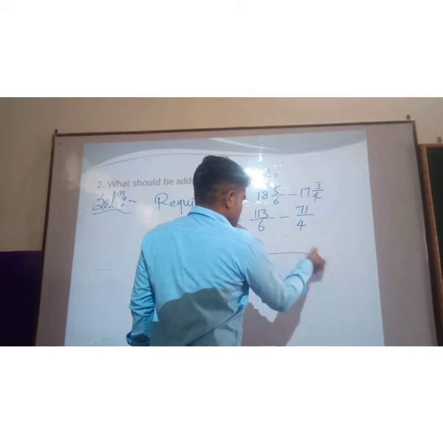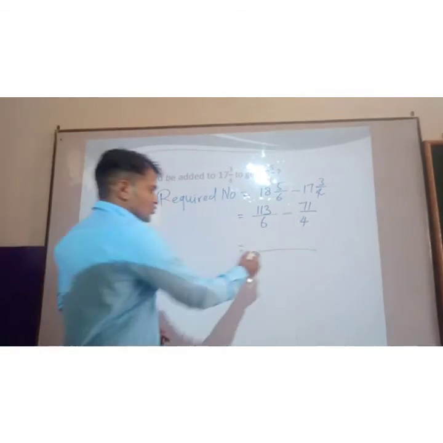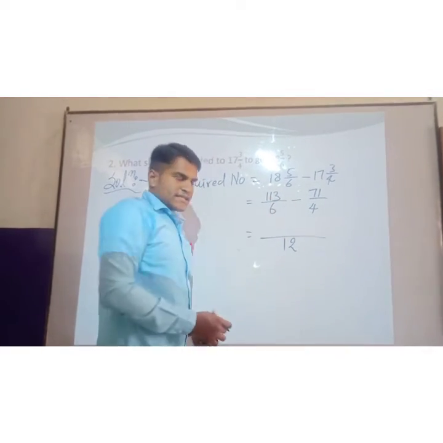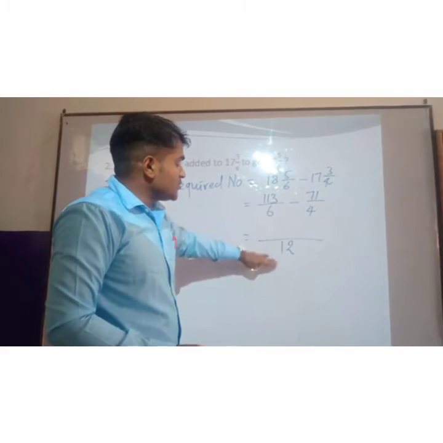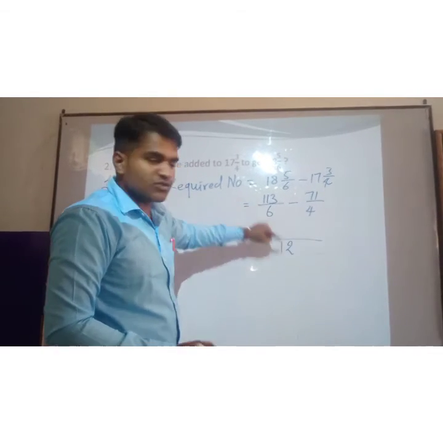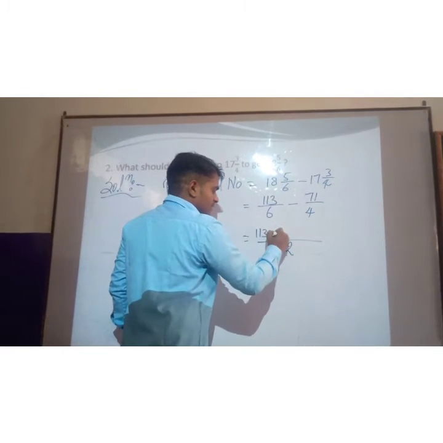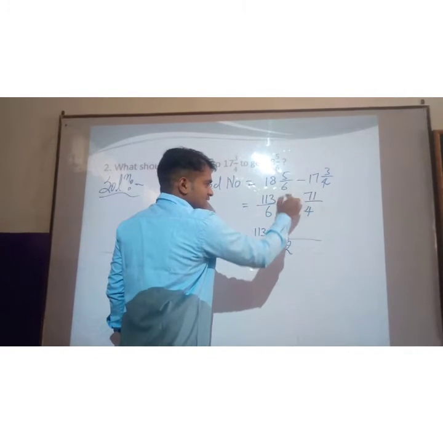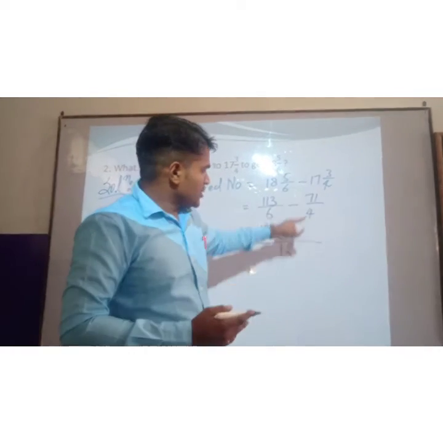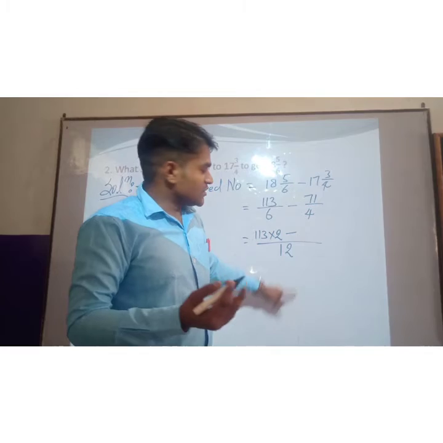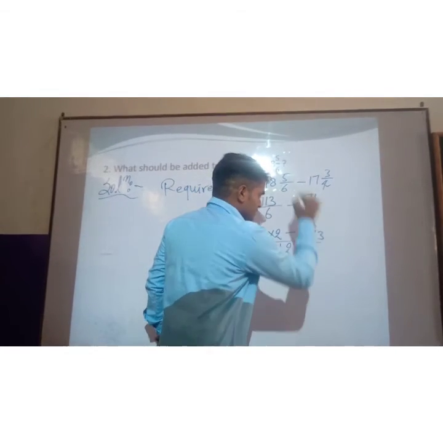Now we will take the LCM of 6 and 4. The LCM of 6 and 4 is 12. It's clear. So 12 divided by 6 gives 2, so 2 multiplied with 113. Minus is there. 12 divided by 4 gives 3. Clear? 4 3s are 12. So 3 multiplied with 71, 71 multiplied by 3.